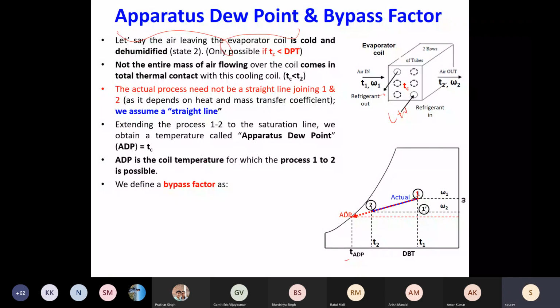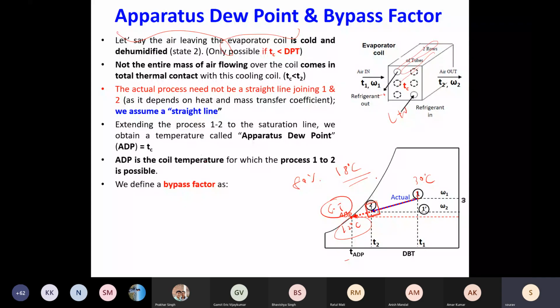So if you know your apparatus dew point temperature, that is your coil temperature, and if you know the effectiveness of your heat exchanger, because this is eventually a heat exchanger, then you can find out the exit temperature from the coil. If I say my heat exchanger is 80% effective, incoming air is at 30 degrees C, and coil temperature is, let's say, 12 degrees C, so 30 minus 12 is 18. 18 degrees C difference I should get theoretically, but I will only get 80% of this 18 degrees C.